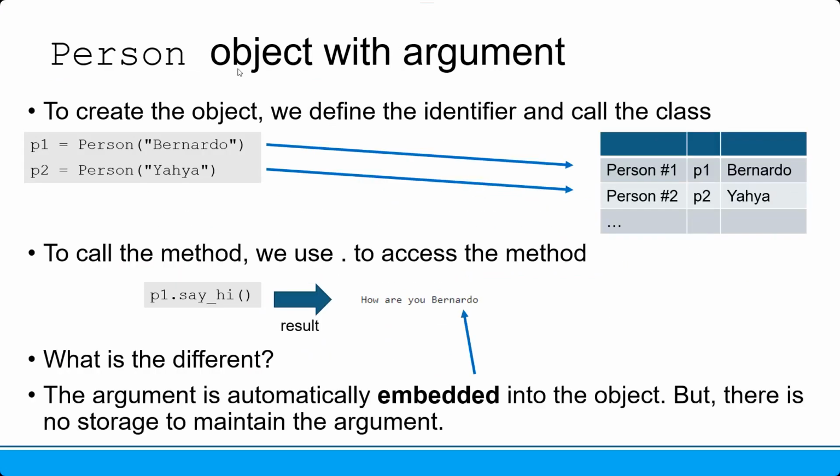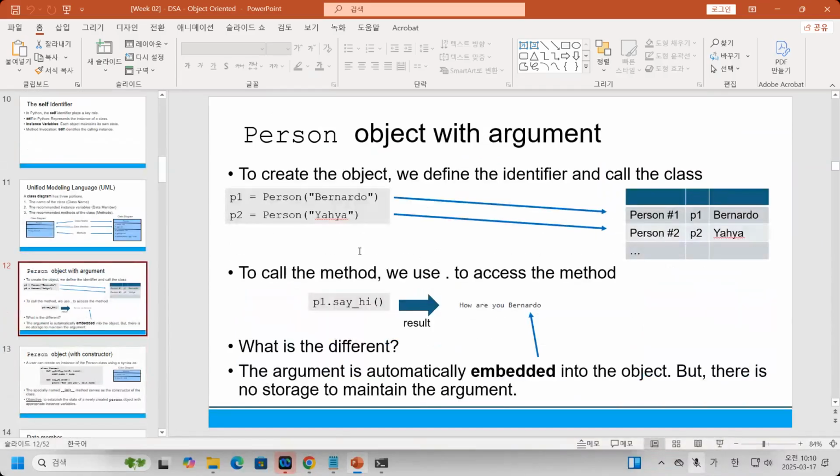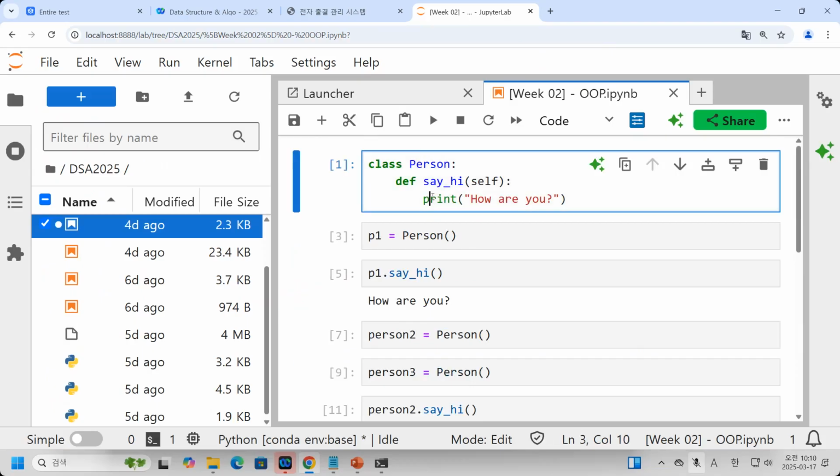So we already have the example, the person class. If you still remember, last week we have a class and we have person. For the class person, we just type class and then the name of the class, and then we put the colon. And then we have the first function, which is say hi. In this case, we put the self. I think you already know.